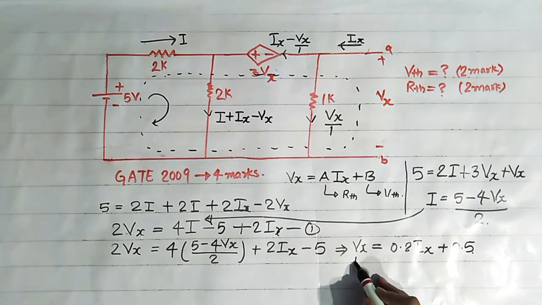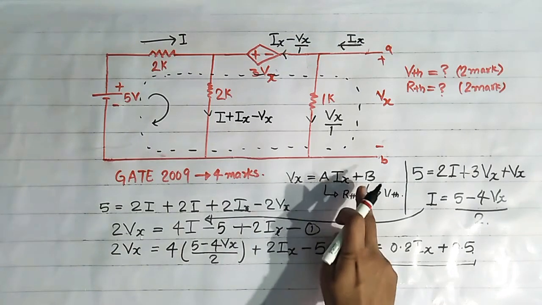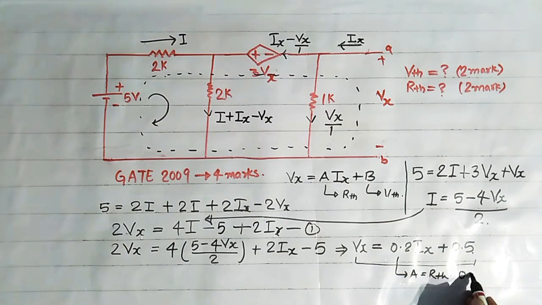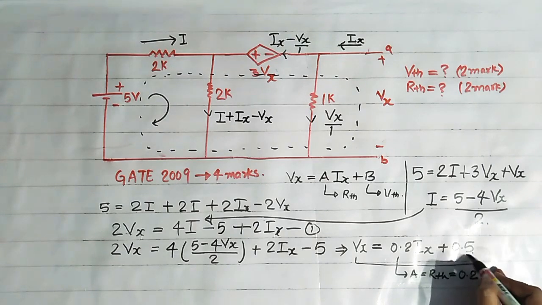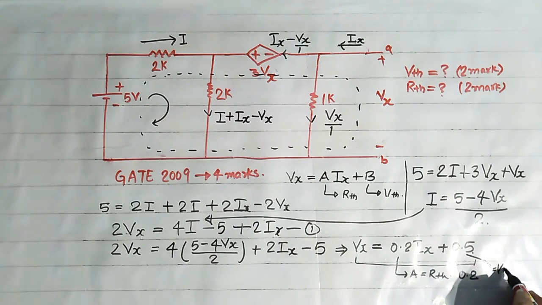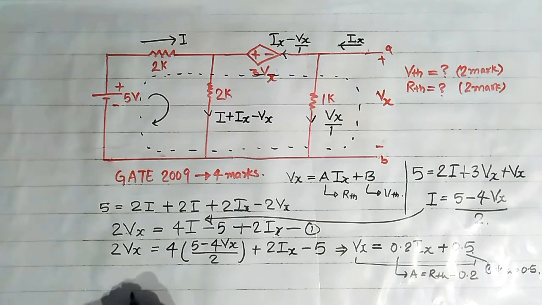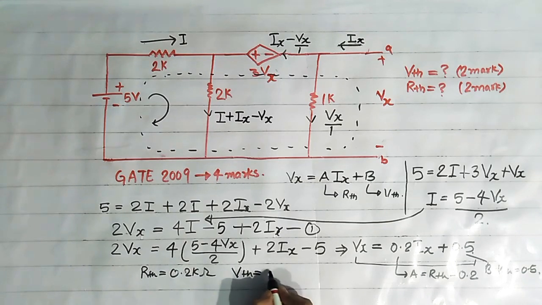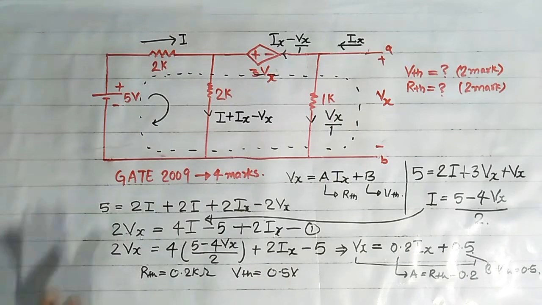So finally we get this equation that is in the form Vx is equal to A Ix plus B. Here A is equal to RTH is equal to 0.2, and B is equal to VTH is equal to 0.5. So RTH is equal to 0.2 kilo ohm, and VTH is equal to 0.5 volt. So this is the solution of this question.